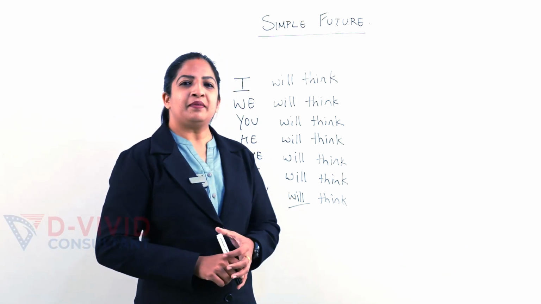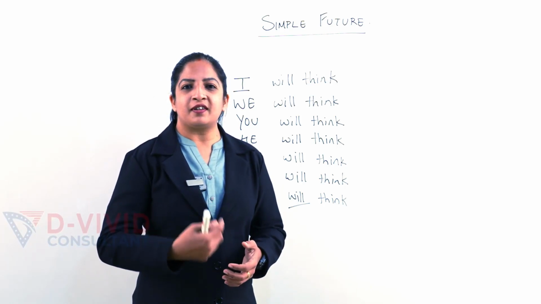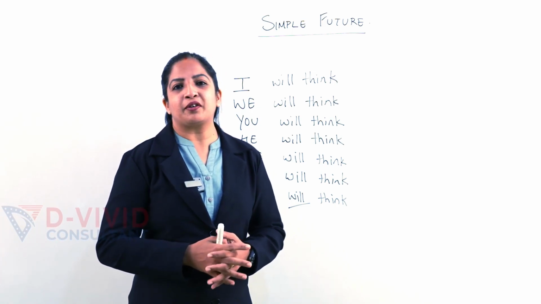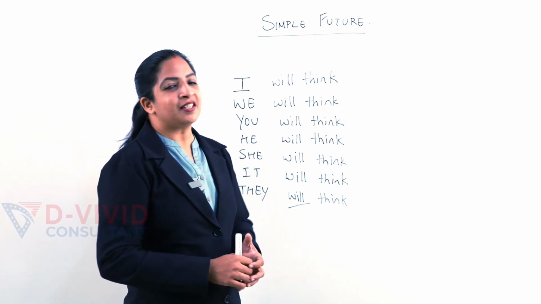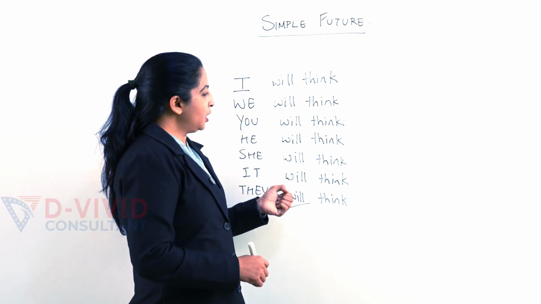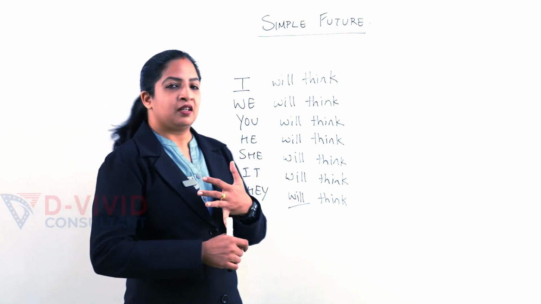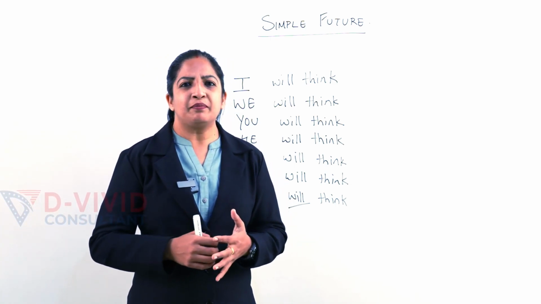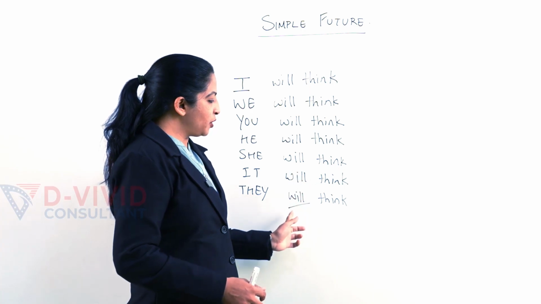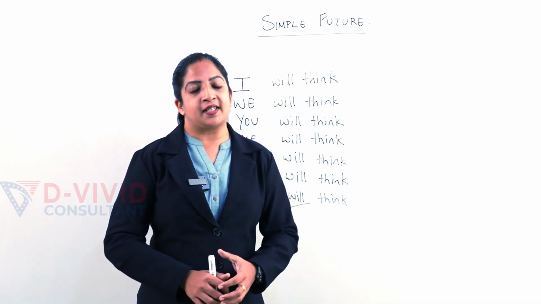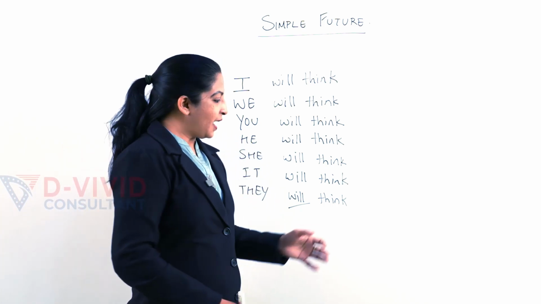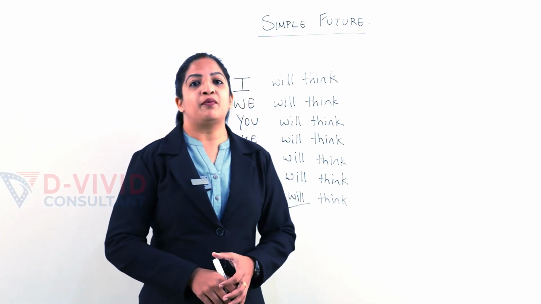So will is used when you are quite confident, when you are definitely going to do something. Again, when you are using simple future, you don't need anything between these two words. Here will represents future and think is your main verb.